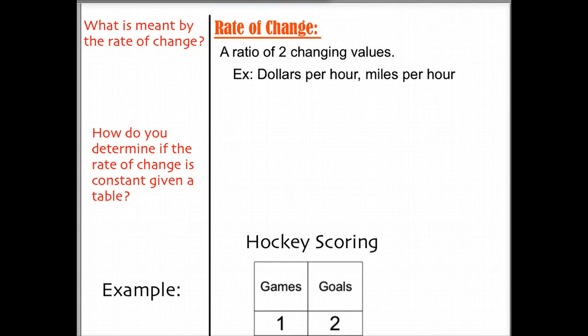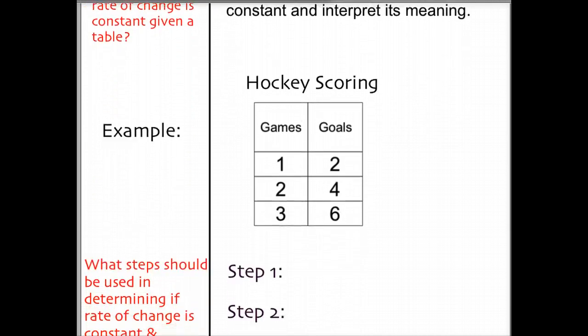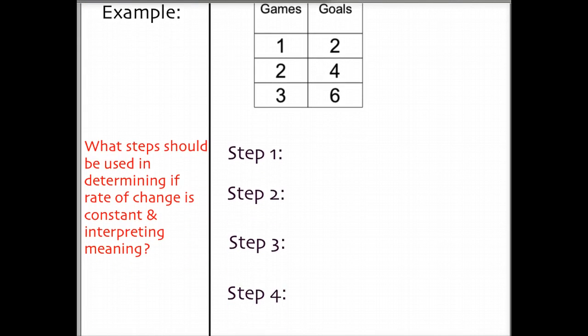How do we determine if the rate of change is constant given a table? We determine if the rate of change is constant and interpret its meaning. We have some steps to complete this. What steps should be used to determine if it's constant? The first step we do is find the change in y and the change in x.